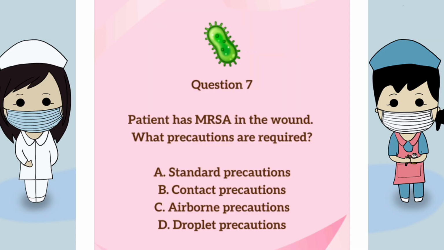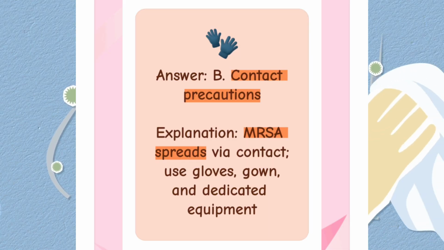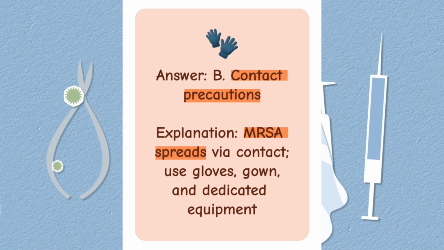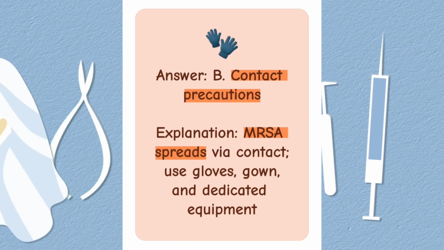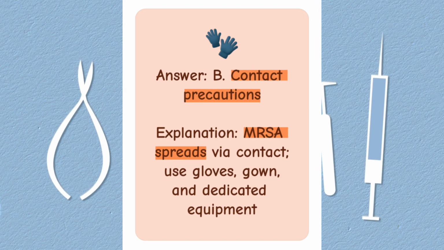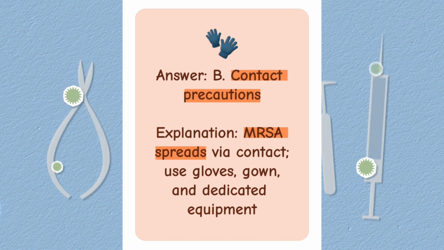Question 7, infection control. Patient has MRSA in the wound. What precautions are required? A, standard precautions. B, contact precautions. C, airborne precautions. D, droplet precautions. B, contact precautions. MRSA spreads via contact. Use gloves, gown, and dedicated equipment.